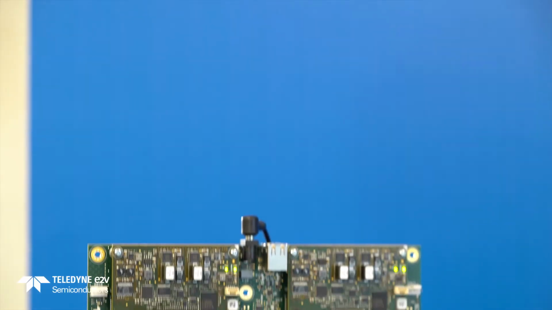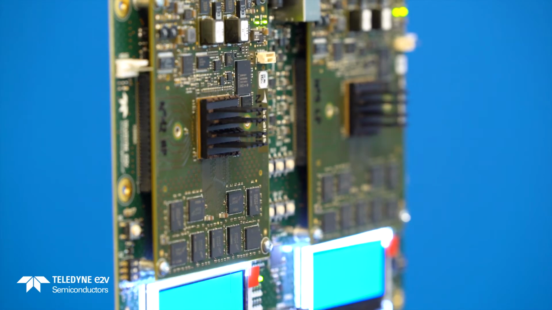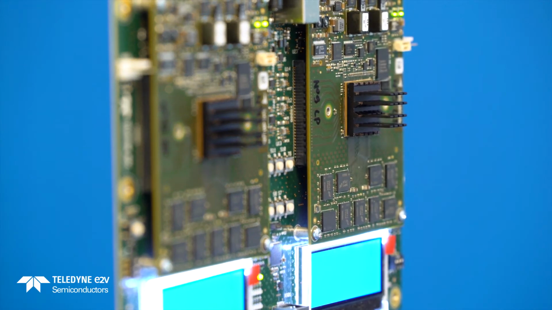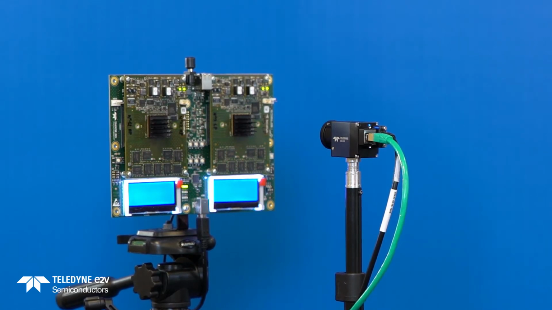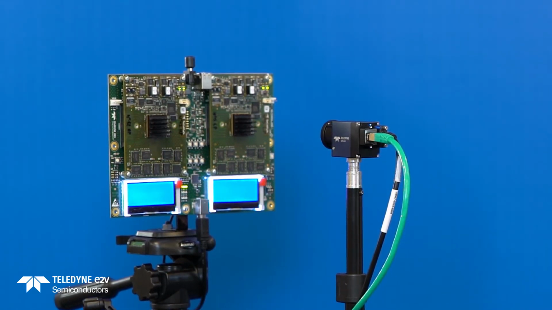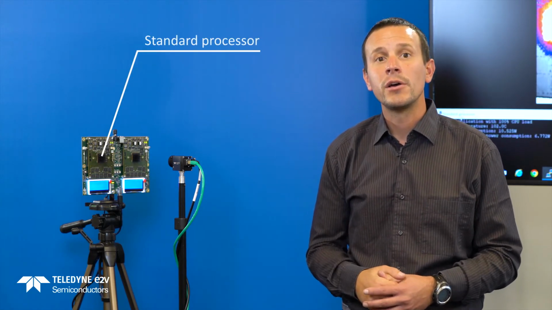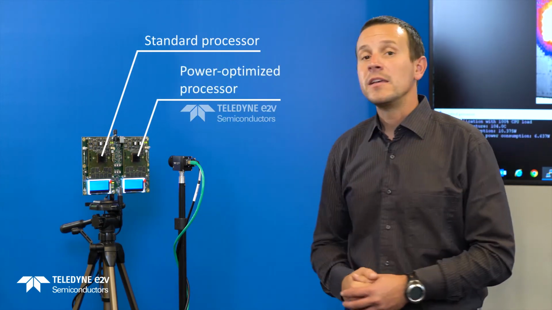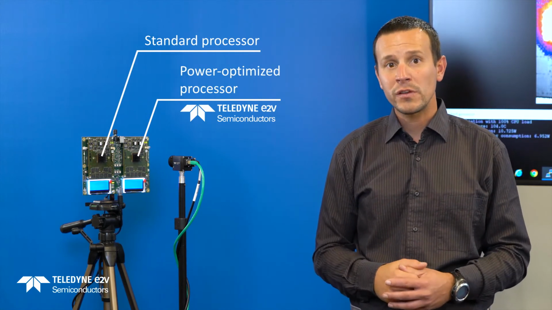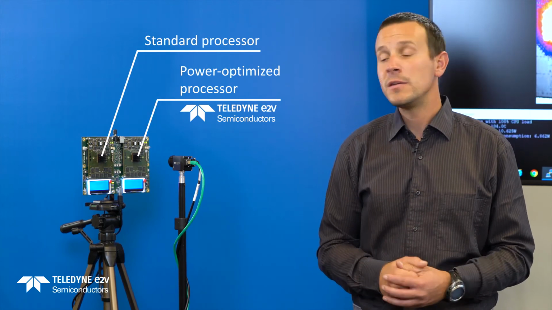Now, let's go into the details of our demonstration. We have two single-board computers that have been designed by our partner Syntex. On each single-board computer, we've got a T1042 processor, a quad-core PowerPC architecture that can run up to 1.5 GHz. The left processor is a standard processor that is running an application that loads the CPU at 100%. The right processor is a Teledyne E2V power-optimized processor that runs an application that loads the CPU at 50% load.